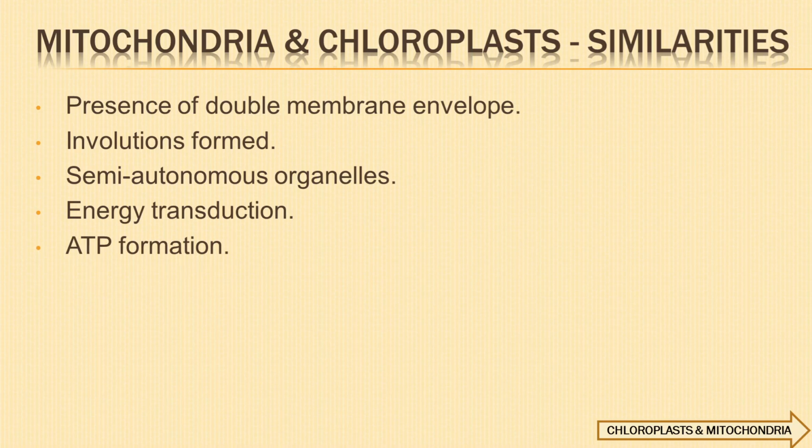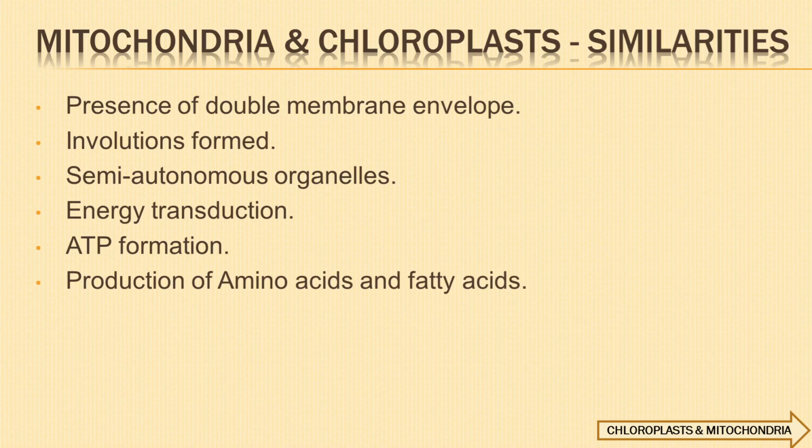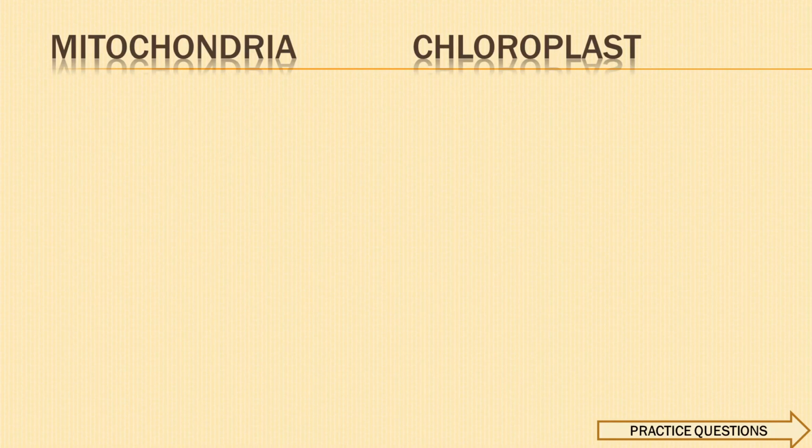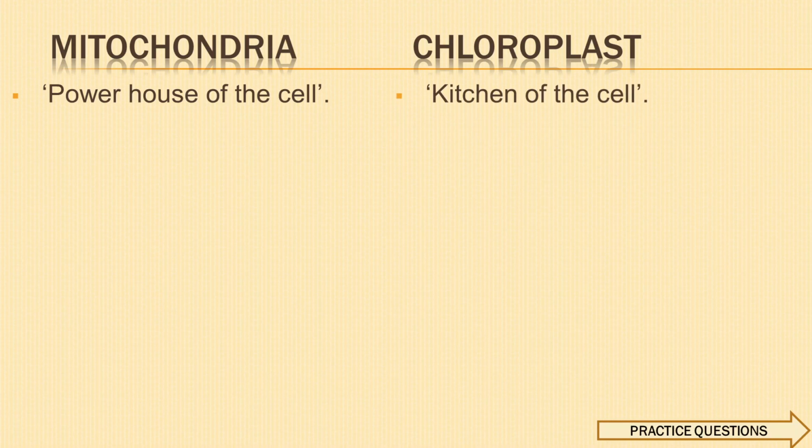Mechanism of ATP formation is similar in both organelles. They produce amino acids and fatty acids. Next, we move on to the differences between mitochondria and chloroplast. Mitochondria is responsible for energy metabolism and cellular respiration and hence known as the powerhouse of the cell. Chloroplast is the site where photosynthesis takes place and hence known as the kitchen of the cell.